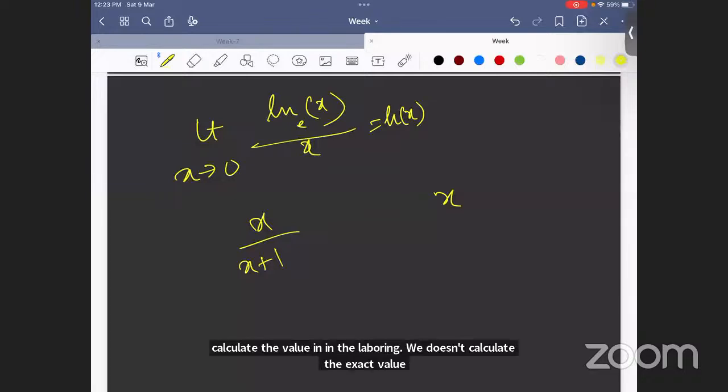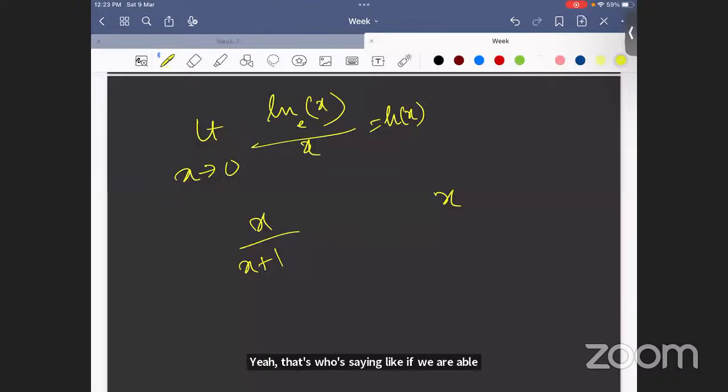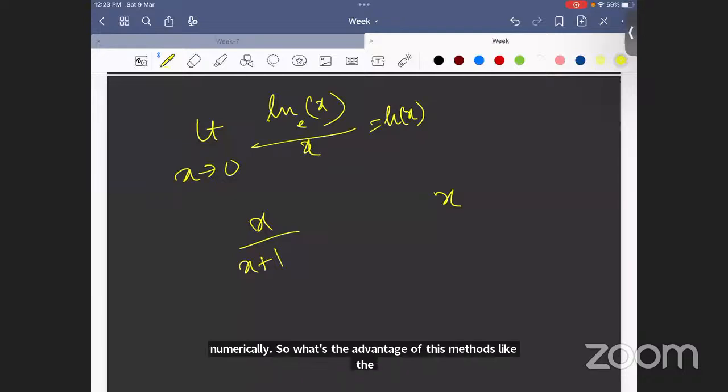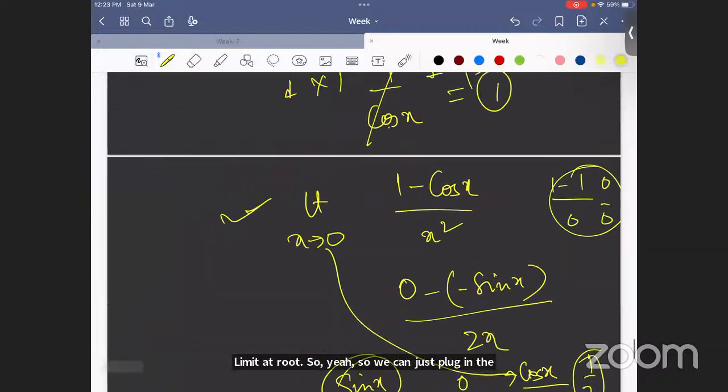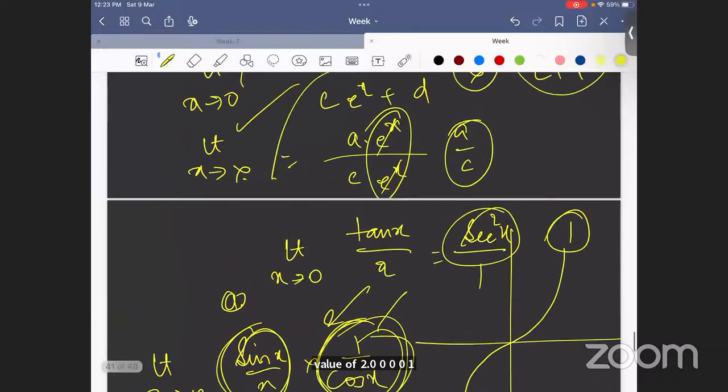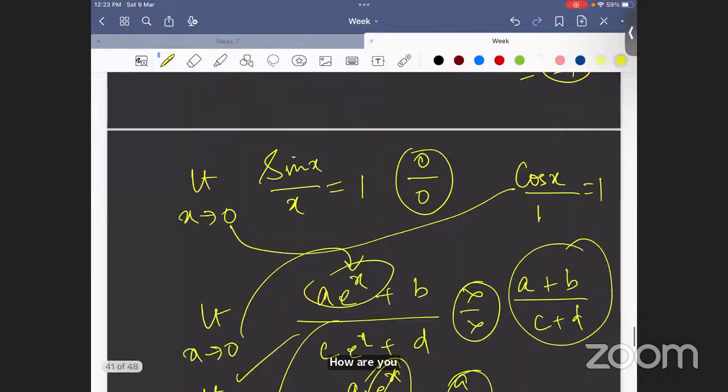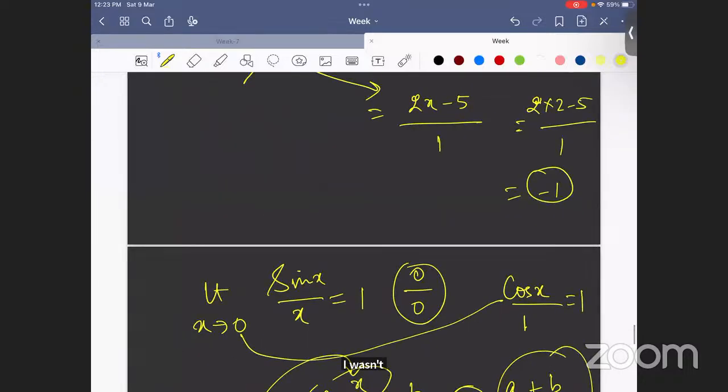Yeah, that's what I'm saying. If we are able to do that numerically, what's the advantage of these methods? When we need to calculate the limit of a function at 2, we can just plug in the value 2.000001 and get the value. You can do that also, but more or less it will not work most of the time. It will work, but you'll not be able to calculate it.